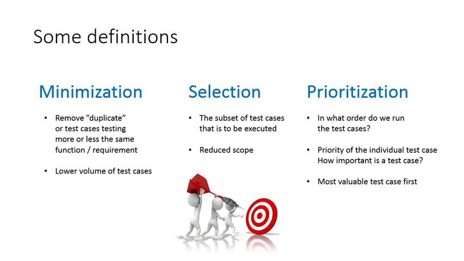A few definitions used in the process of selecting these test cases are minimization, selection, and prioritization. Minimization means that you remove duplicated test cases testing the same kind of functionality requirements. Selection means you limit the scope of your testing by perhaps focusing on a certain area. And you prioritize some test cases to be run, and also decide in which order to run them.